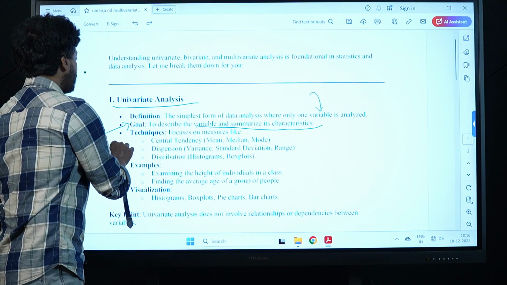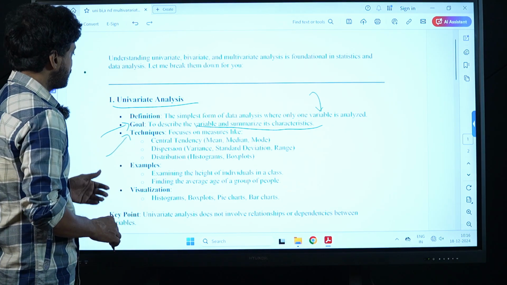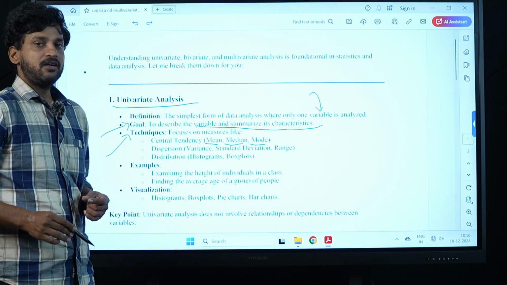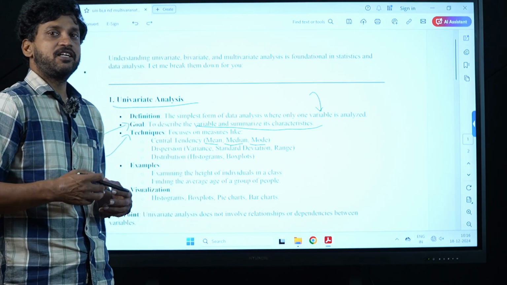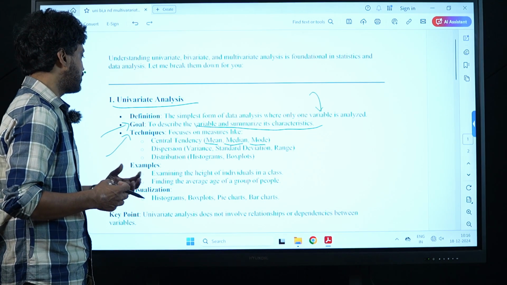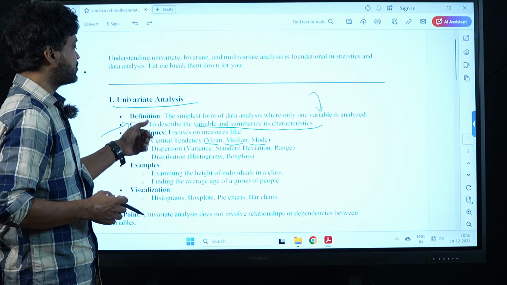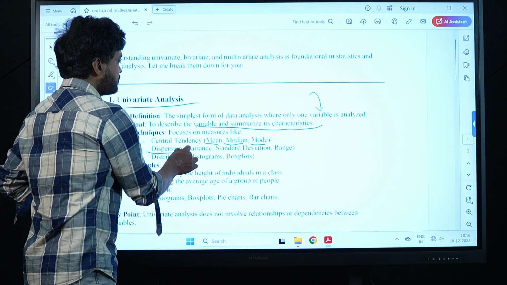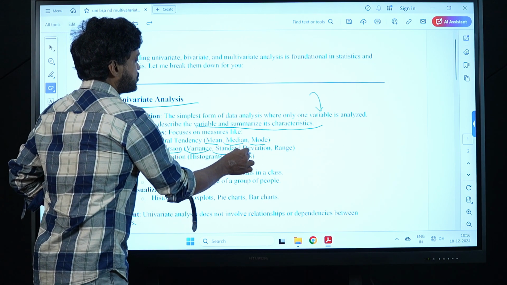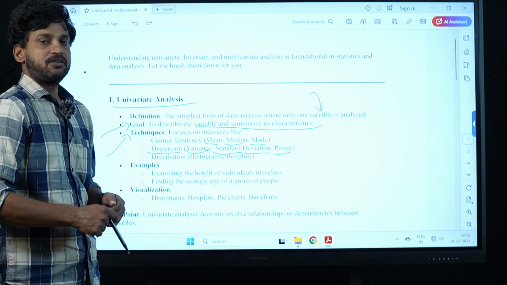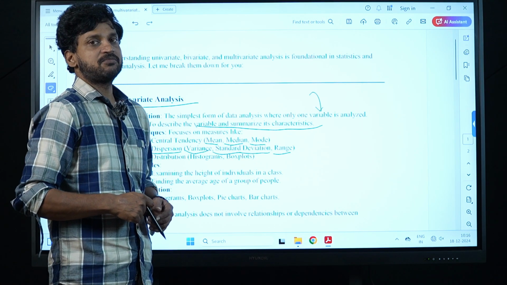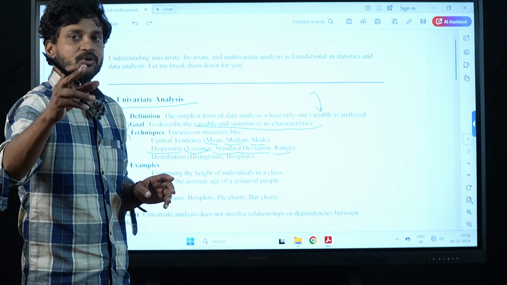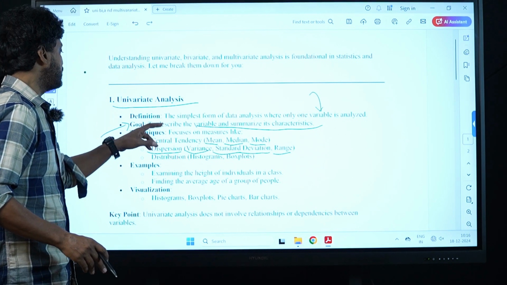What techniques do we use for this analysis? We are going to take central tendencies such as mean, median and mode for that variable. Then dispersion. Dispersion has a lot of things to calculate: something called variance, something called standard deviation, something called range. But these are all analyzed with respect to only one single variable, which is called univariate analysis.